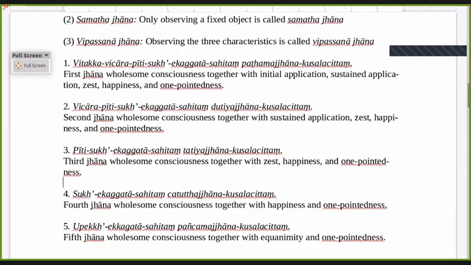A yogi is satisfied with the present object. This is piti, rapture or thrilling joy. And also another feeling is sukha, happiness or pleasant feeling. The yogi's noting mind is concurrent with the object. Most of the noting, it is called one-pointedness. So in every noting, the yogi's experience is very similar to the first jhana. That is, if the yogi truly reaches this stage of sammasana jnana, knowledge of comprehension.